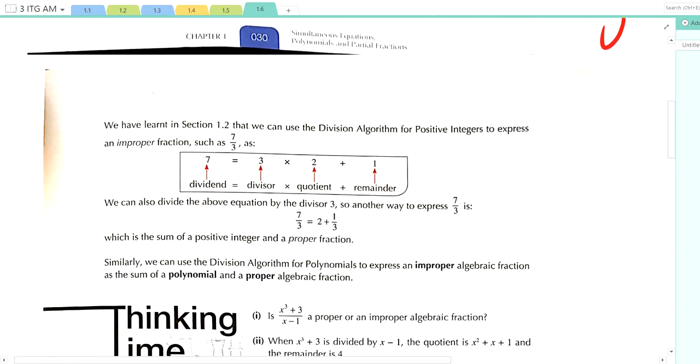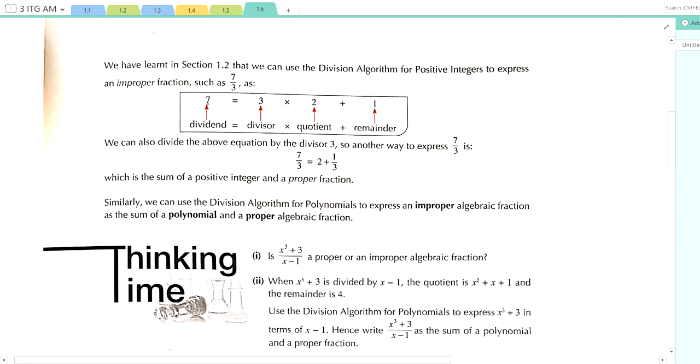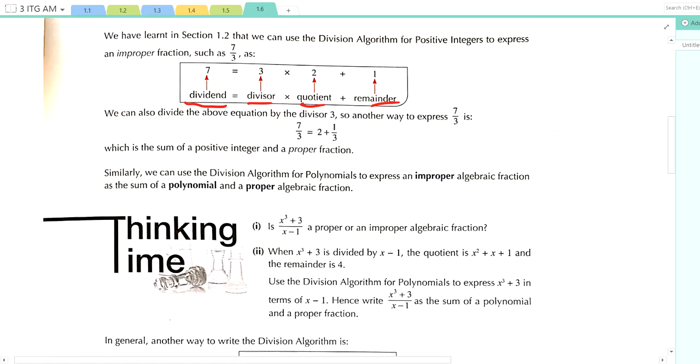Okay, next page. We are familiar with this. We can express 7 in terms of 3, 2, and 1. We need to be aware of these words: dividend, divisor, quotient, and remainder, using our division algorithm. So we can do the same thing for our improper fraction.